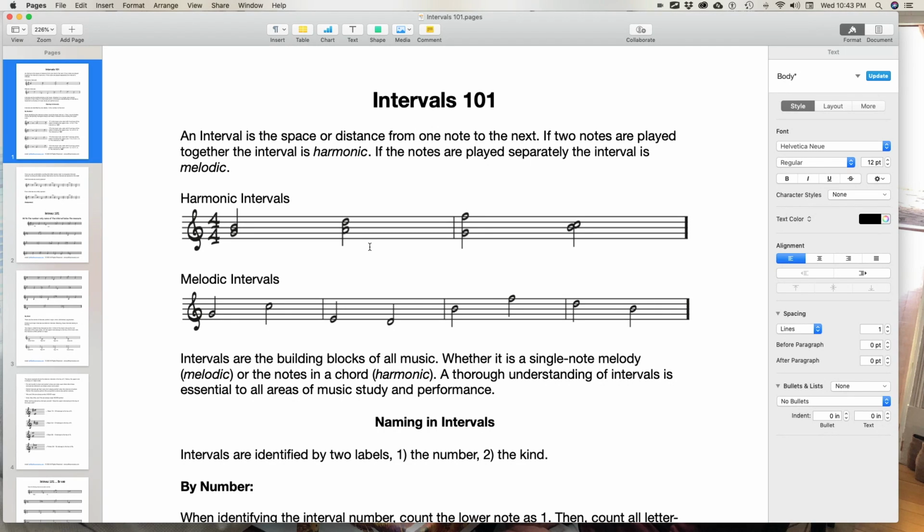So, if I went like this, I'm playing two notes at the same time. It's not a chord, it's an interval. If I play the notes one at a time, the intervals are melodic. If I play the notes together, the intervals are harmonic. If we have three notes, that would be a chord. And yes, the chord is made up of intervals. When we hear melodies, those notes are spaced out one after the other, and so we would call those melodic intervals.